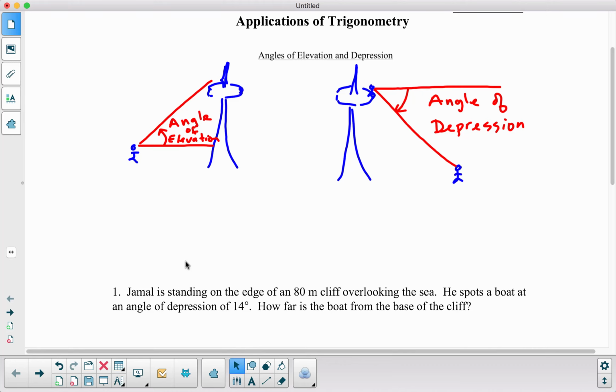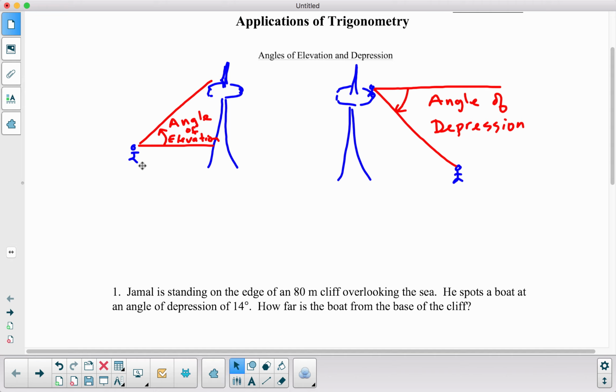We're going to do a little bit more trigonometry, and we're going to try to apply the stuff that we learned already in trigonometry to some word problems. But first, we're going to talk about two terms that are really important to these types of problems in terms of how we measure angles.